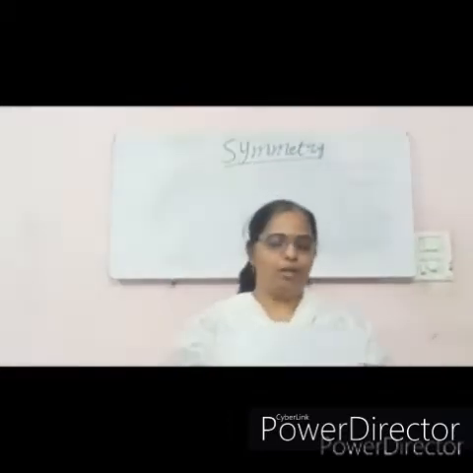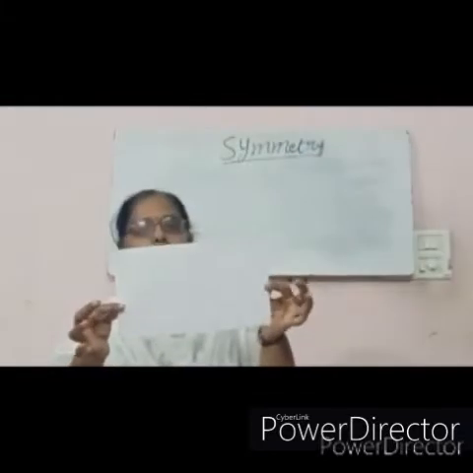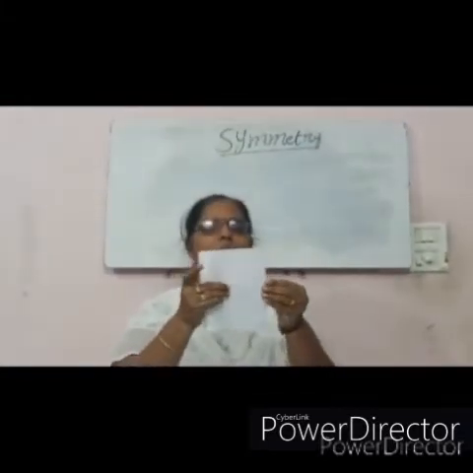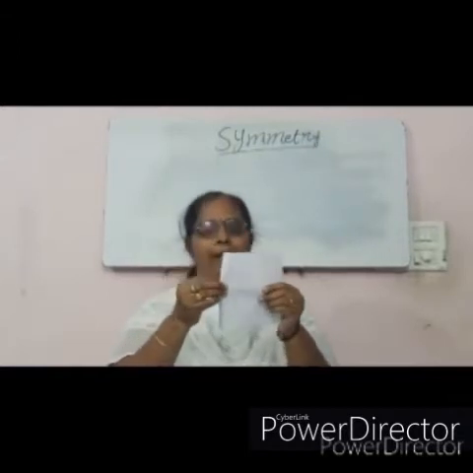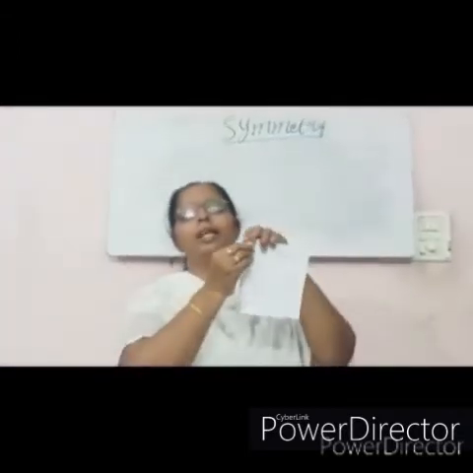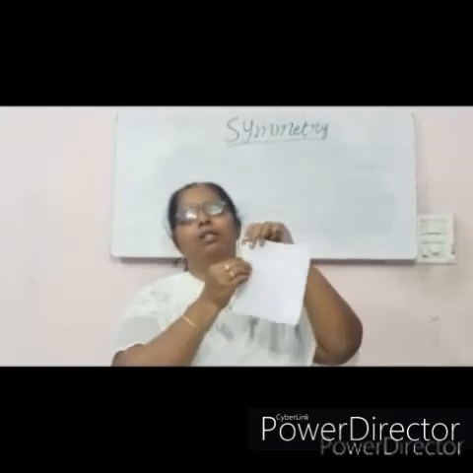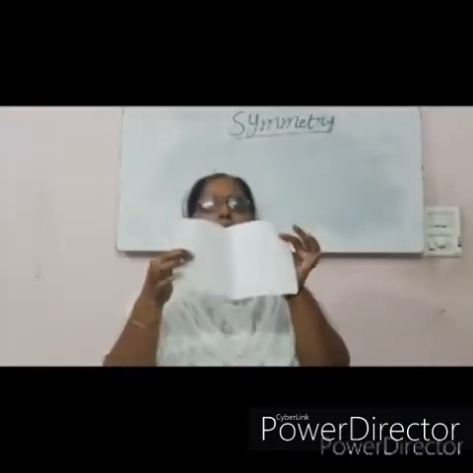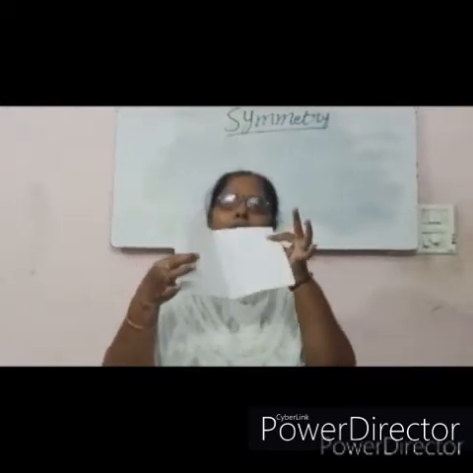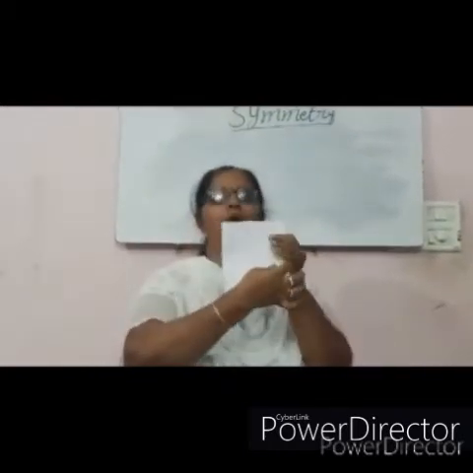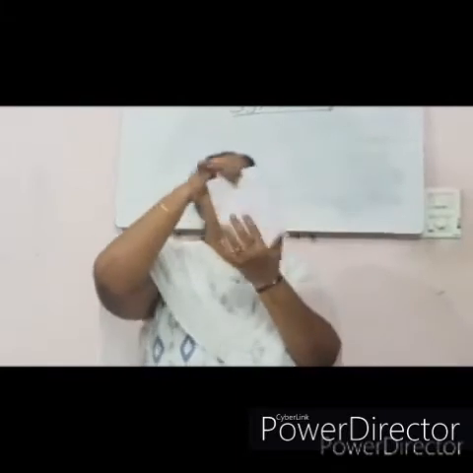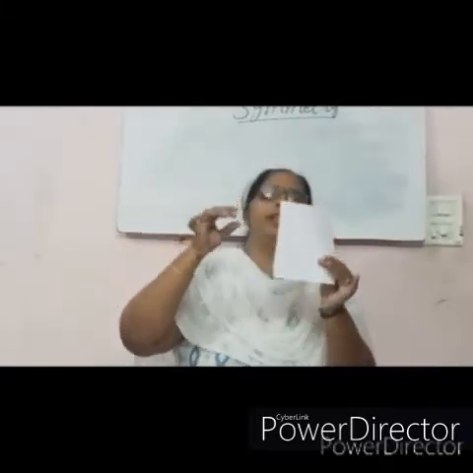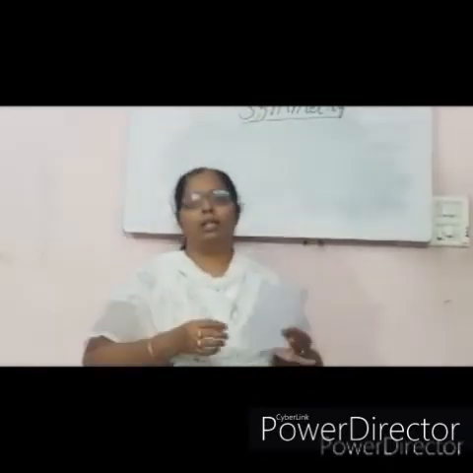So now, for example, if I take this sheet and fold it exactly to the middle, what happened when I open it? This part is completely overlapping on this part. So when I fold, the first part is completely overlapping on the second part. Such types of figures are called symmetrical figures.